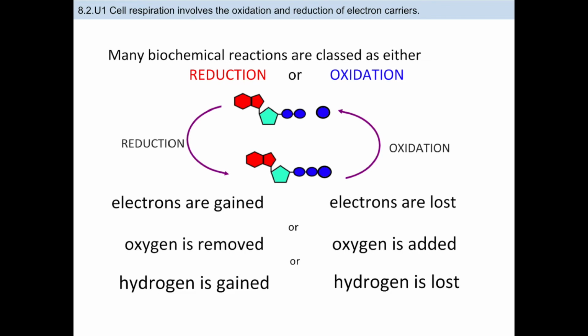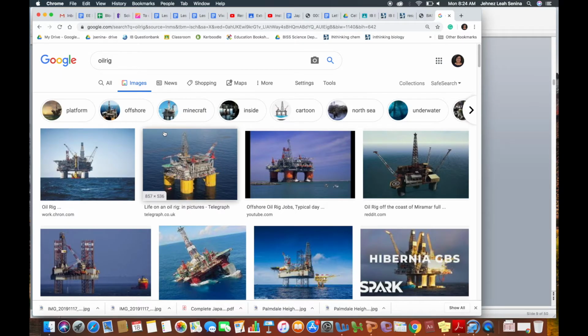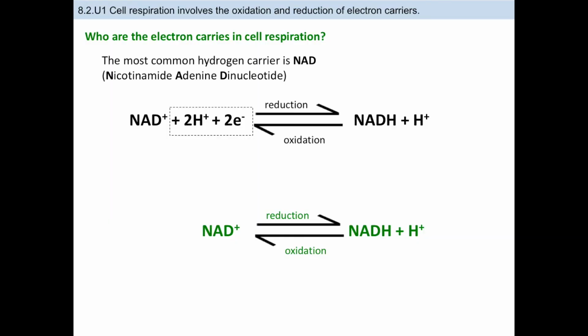A good way to remember that is OIL RIG. Do you know what an oil rig is? You explore fossil fuels in the ocean. So you dig down the ocean floor for petrol. Okay, this facility is called an oil rig. While OIL RIG: oxidation is loss, reduction is gain. Please try to simplify. I hope you understand what's happening here.